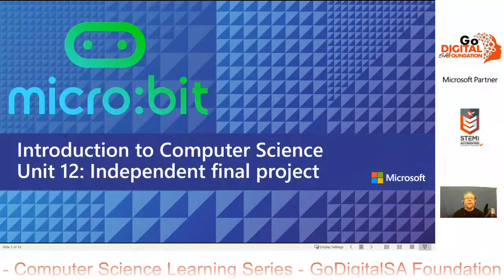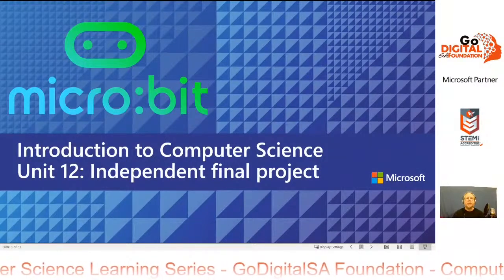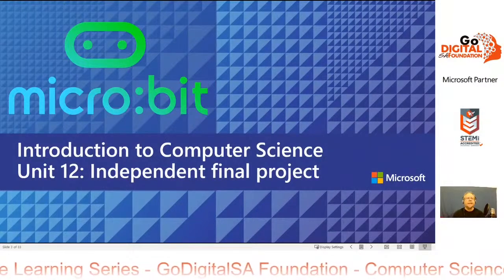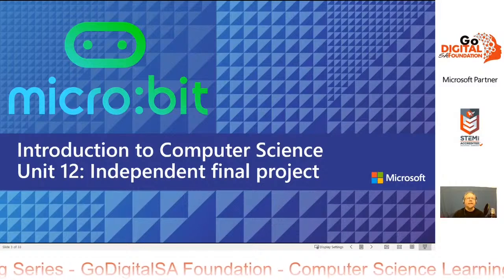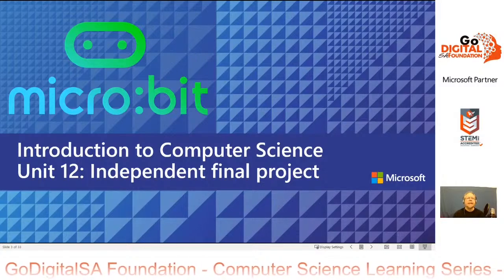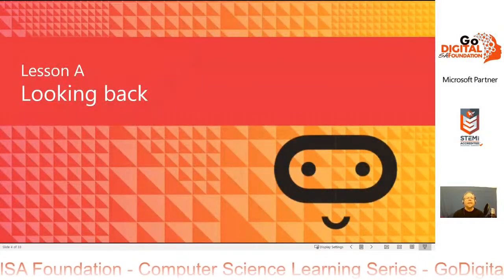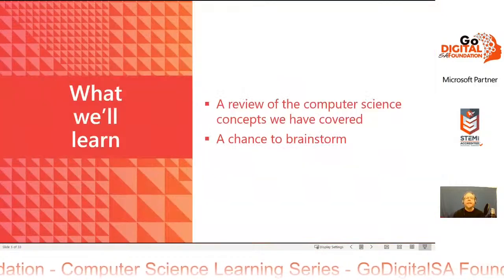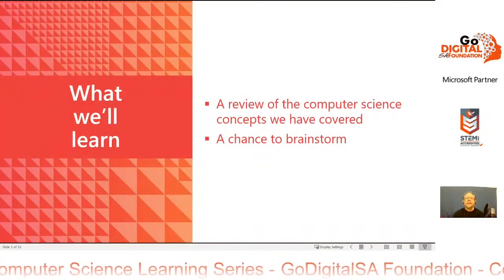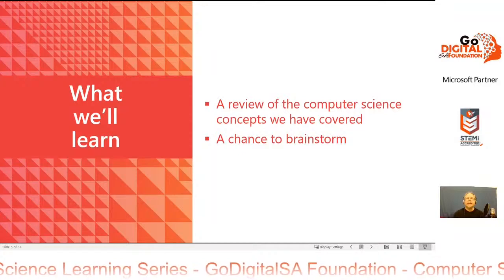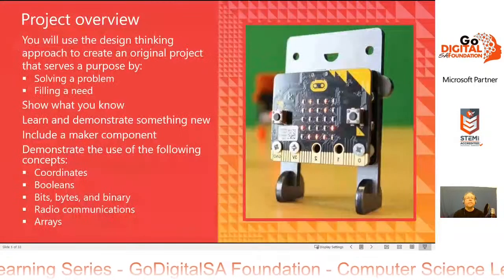Today we're doing Unit 12, Independent Final Project. And note that this is the last unit in the series. So, we'll start by looking back. We'll have a review of the computer science concepts we have covered, and then we'll have a chance to brainstorm.